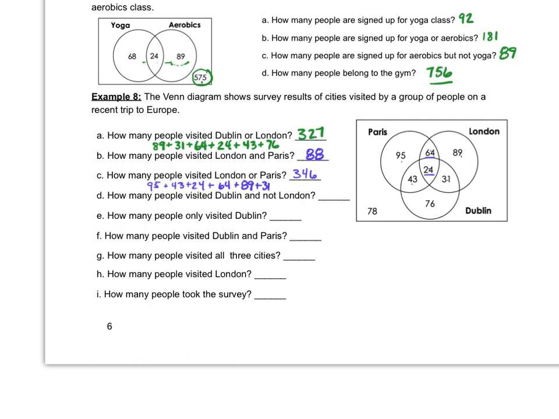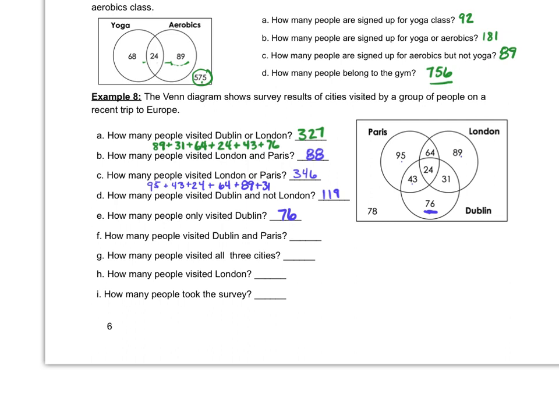Let's see, what's next? How many people visited Dublin and not London? All right, so here's my Dublin folks. These folks right here visited London. I don't want to include those, so these two totaled together will be the people who visited Dublin and not London, for a total of 119. How many people only visited Dublin? We're looking out here. So these guys only visited Dublin. They did not visit London or Paris, so 76 people.